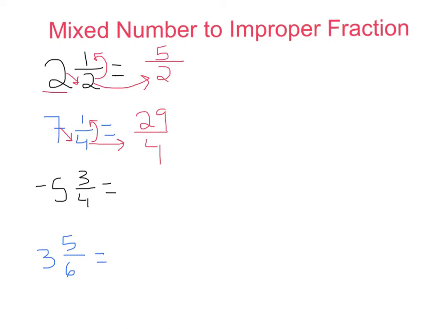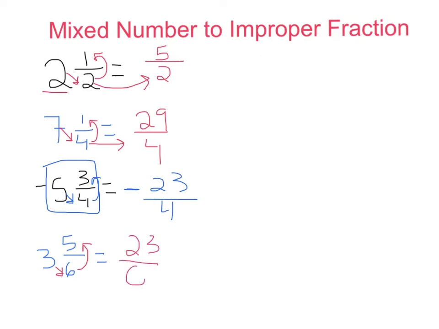Now this one's a little bit tricky because there's a negative in front. What I want you to do is ignore the negative sign when you convert and just bring it over into your final answer. So 5 times 4 is 20, and 20 plus 3 is 23. So 23 over, keep the same denominator, 4. Negative 23 over 4. And then the very last one, 3 times 6 is 18, and 18 plus 5 is 23. So we have 23 over, keep the denominator, 6.